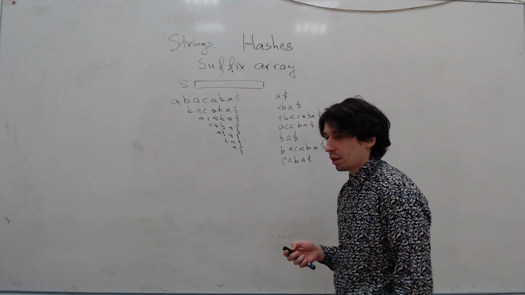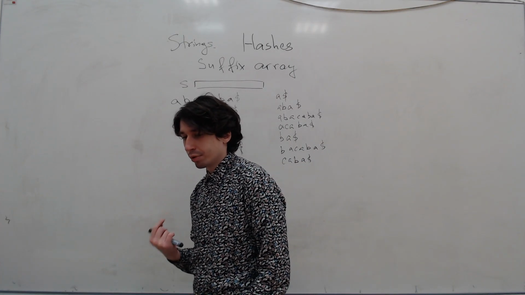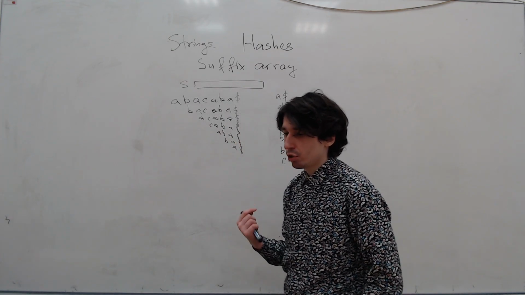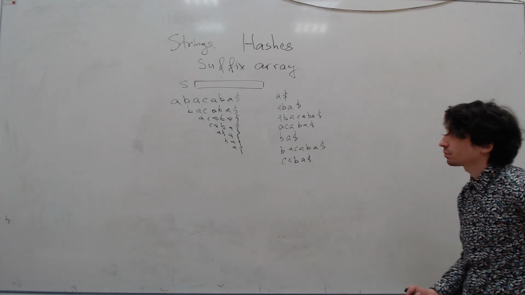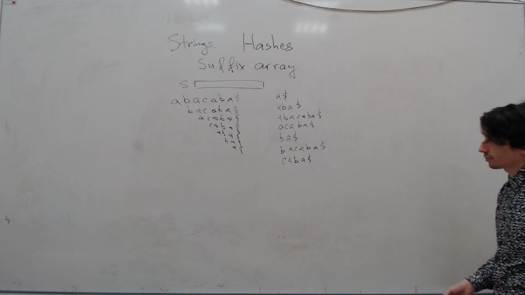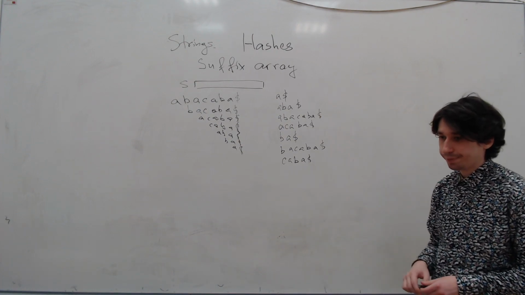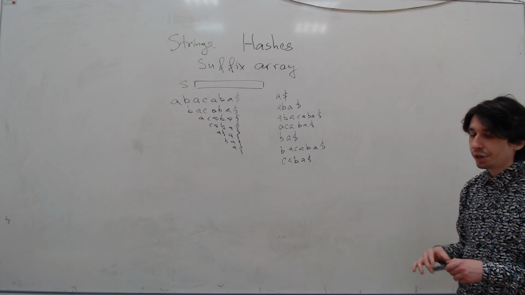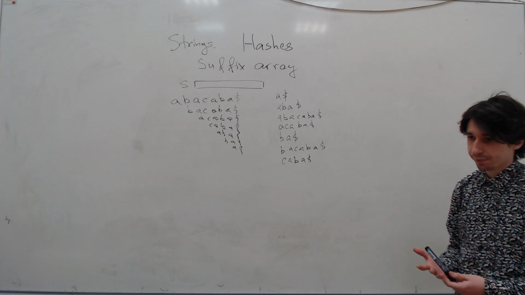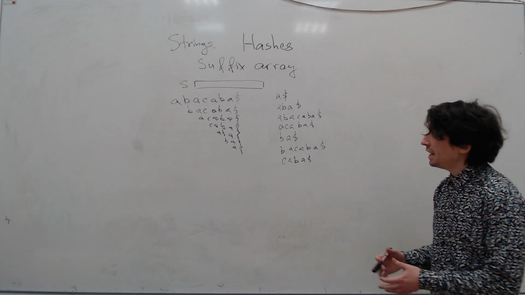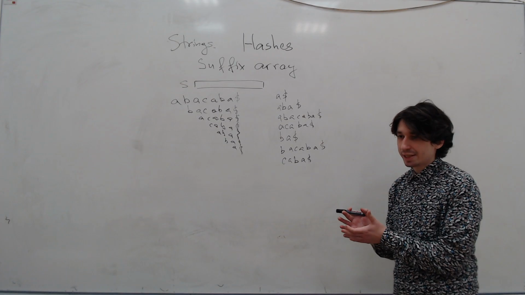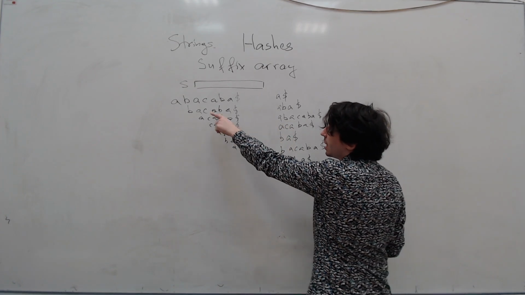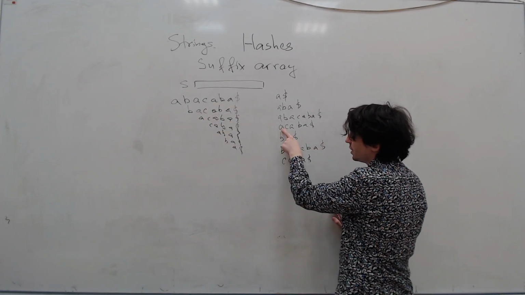Why is the suffix array important? Suppose that we sorted all the suffixes, like as we did here. How to calculate the total number of different substrings? Each substring starts from the beginning of some suffix. For example, ACAB starts here, ACAB.